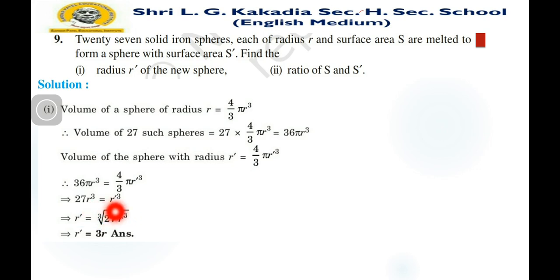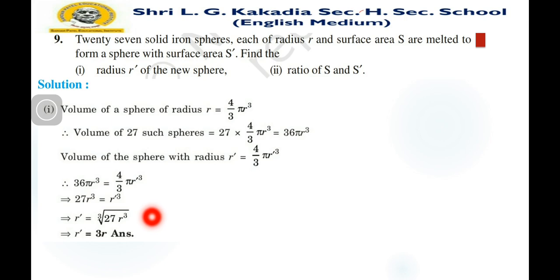So after taking the cube root on both sides, we get r dash equal to the cube root of 27 into r cube, which is equal to cube root of 27, that is 3, and cube root of r cube, that is r. Means the sphere made from these 27 spheres has a radius 3 times more than the given small spheres.